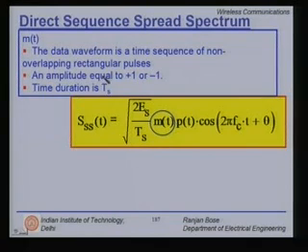Now please note that the amplitude is +1 when I want to transmit bit 1 and -1 when I want to transmit bit 0. So it's a bipolar depiction. The time duration is Ts.